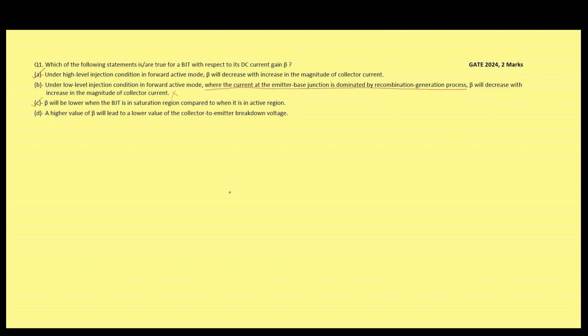A higher value of common emitter current gain will lead to a lower value of the collector to emitter breakdown voltage. This is also true. We have covered this topic in non-ideal effects, in the avalanche breakdown. The theory for all these points is already covered in the previous lectures, and you have to go through the short notes also, which are provided in the video's description.